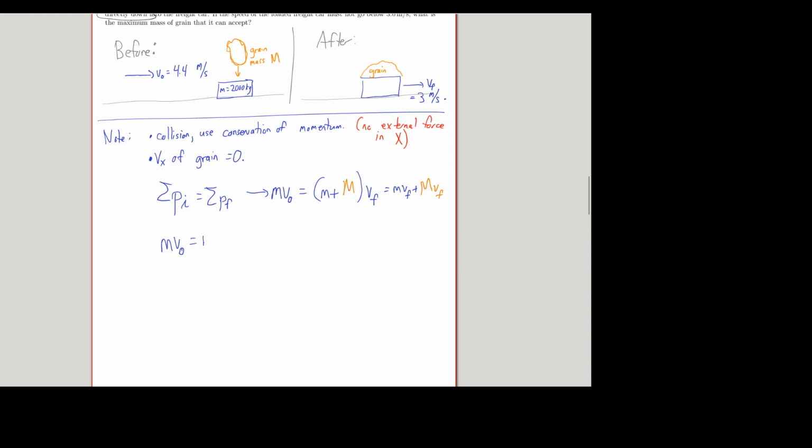m v naught equals little m Vf plus big M Vf. We want to solve for big M. Vf was in the denominator. This is why I shouldn't skip steps. So this gives me m v naught minus m Vf over Vf equals big M. So that's the solution symbolically.